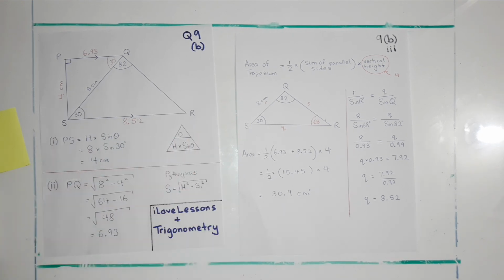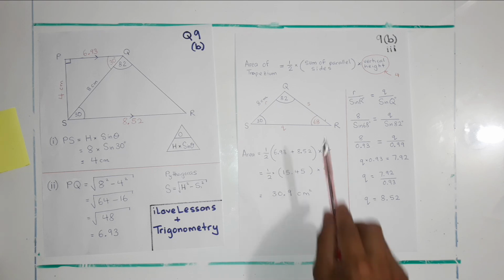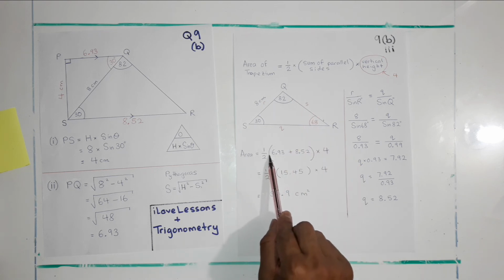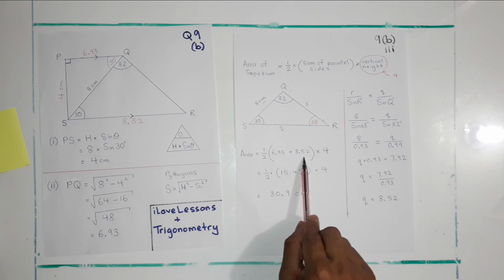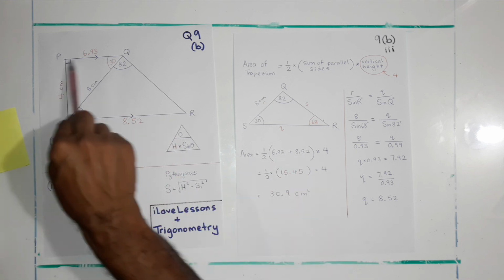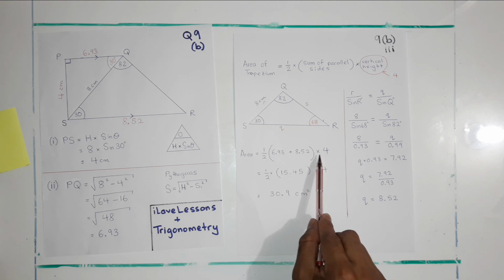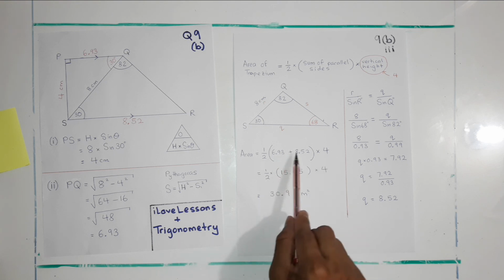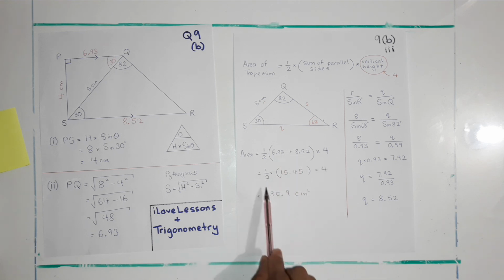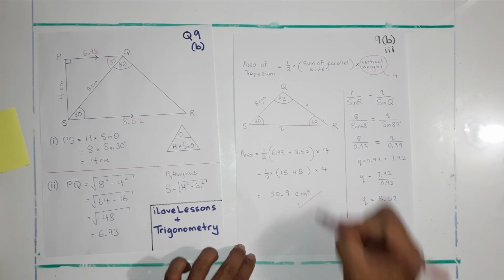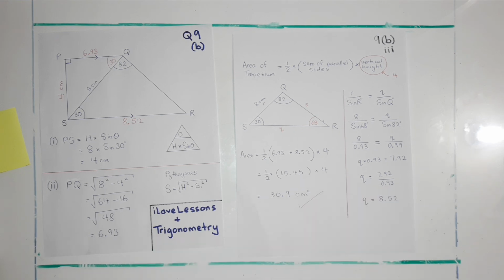To find the area of the trapezium, it's a half multiplied by the sum of the parallel sides. So we have to add this and this. I have it here. And then multiply everything by 4. So we add the 2 and we work the whole thing out. And we get 30.9 centimeters squared. Right? I'm just double checking my answer to make sure everything is correct. Don't want to give you guys, yep, that is correct.